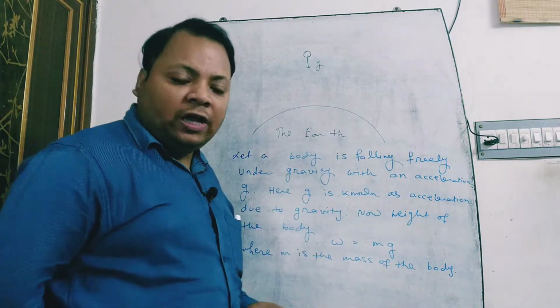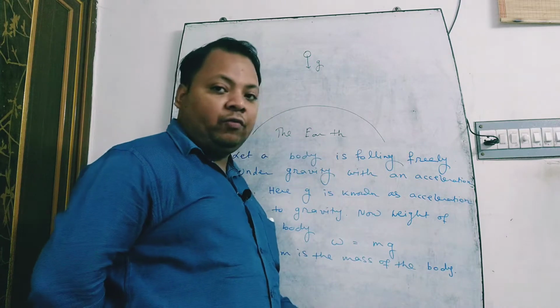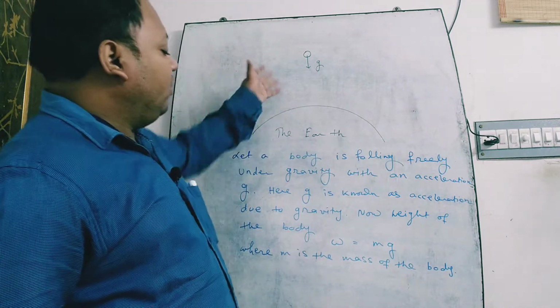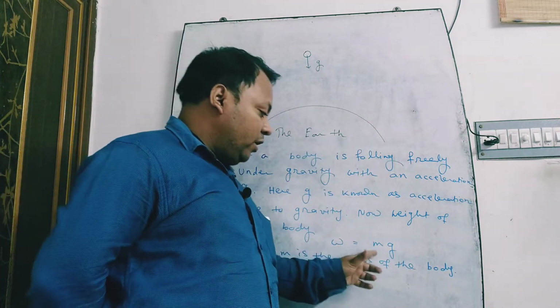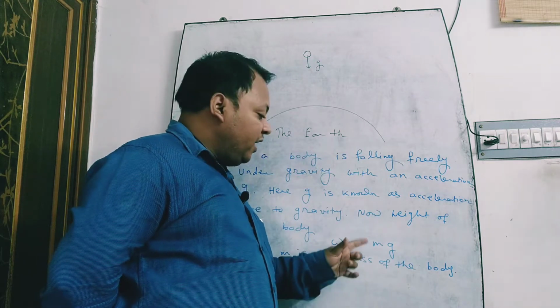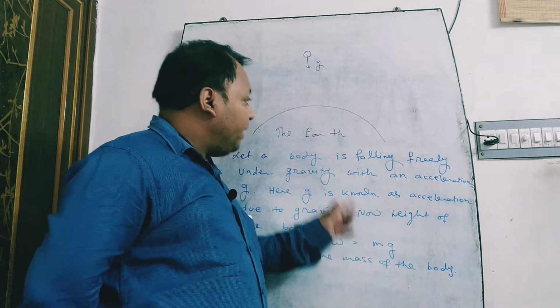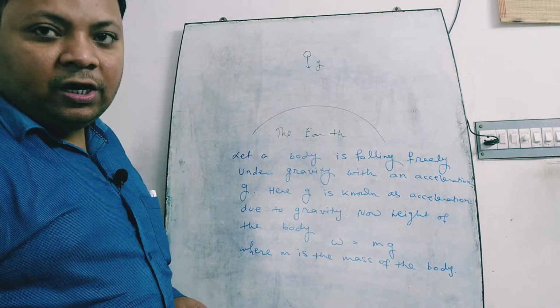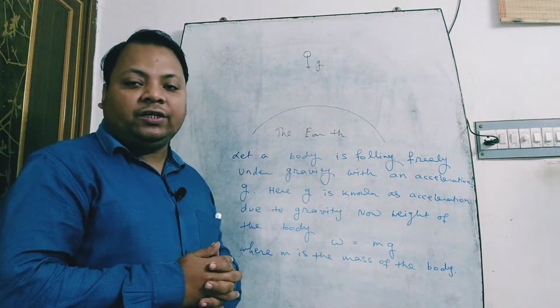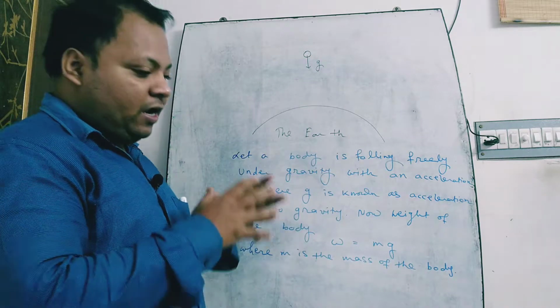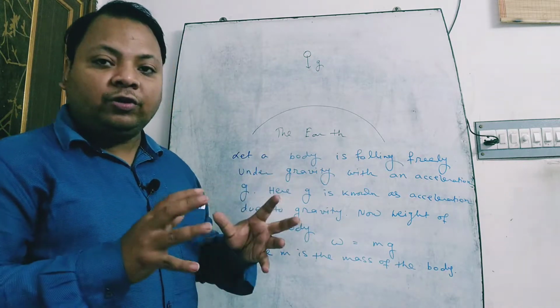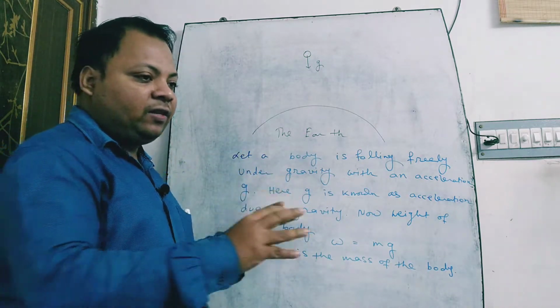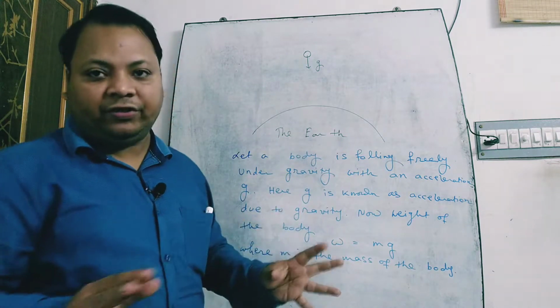Now according to the definition of weight, the weight of the body is W equal to m into g, where small m is the mass of the body and small g is the acceleration due to gravity. That is, the weight of the body is defined as the attraction between the earth and the body under gravity.